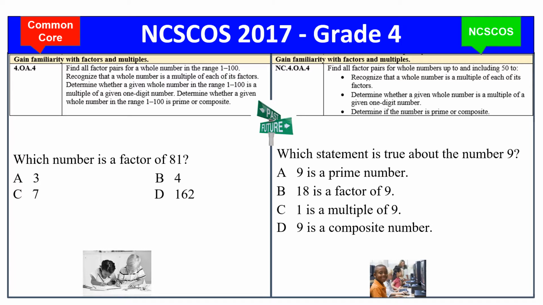NC 40A4 requires students to find all factor pairs for a given number, know that a whole number is a multiple of its factors, and determine if a number is prime or composite. However, this standard now only requires students to identify factors for numbers up to 50 and to determine if numbers up to 50 are prime or composite.